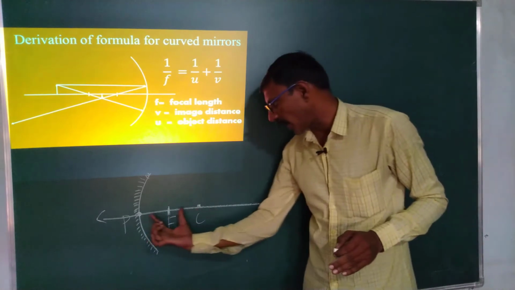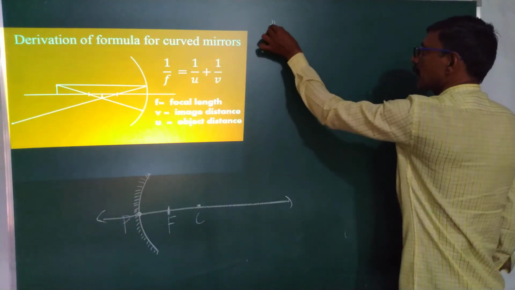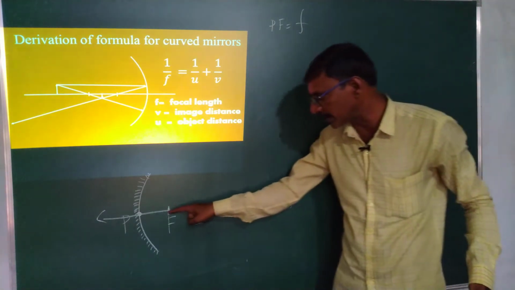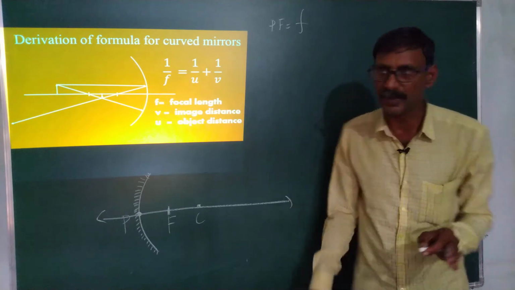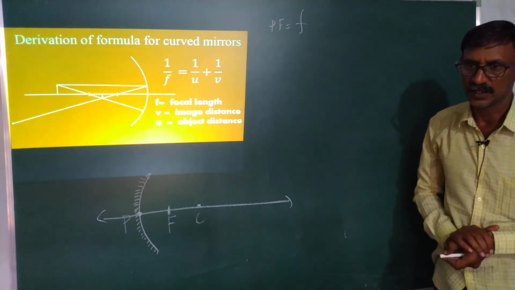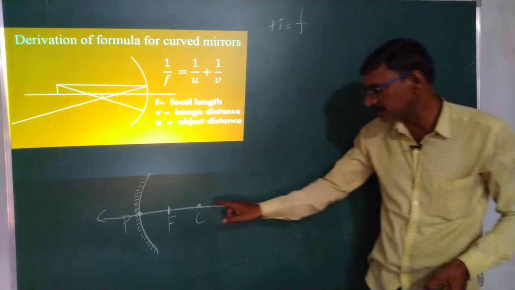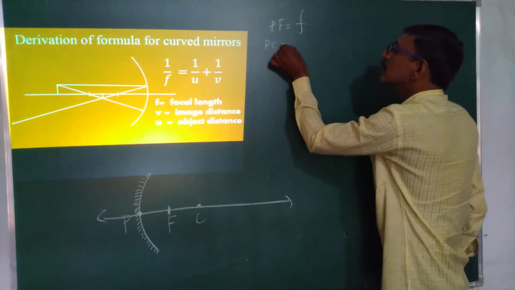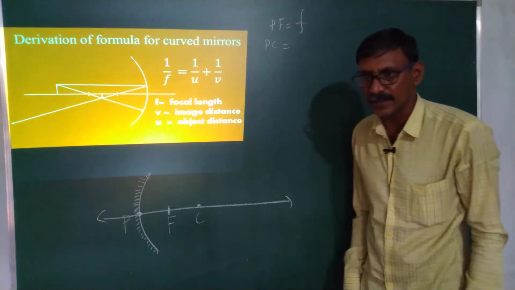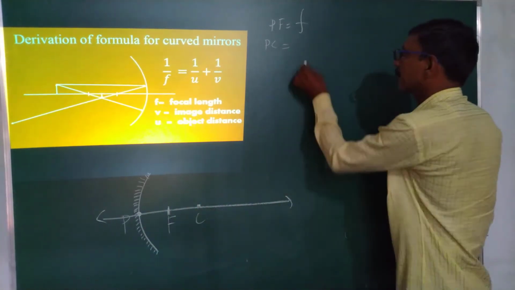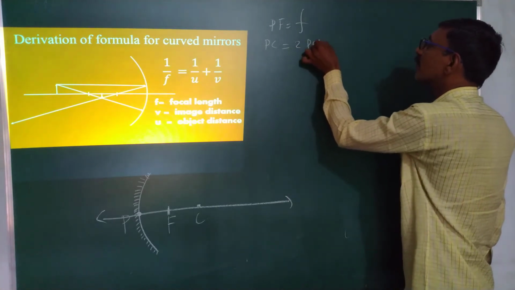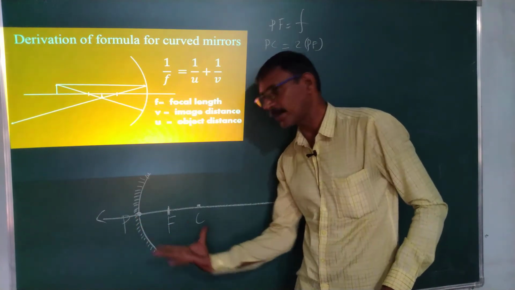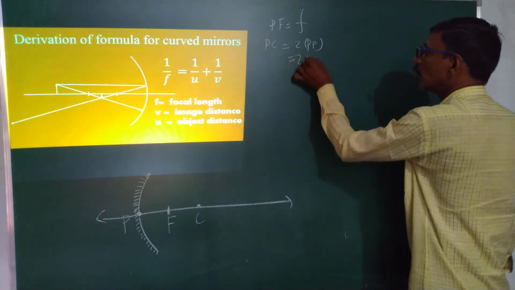Here f means focal length, that is PF. It is denoted by small f. It may be 2 centimeters, it may be 3 centimeters, whatever it may be. That is what we call f. And this is my center of curvature, PC. PC is nothing but 2 times PF, because F is the midpoint. So 2 times PF is nothing but PC, that is equal to 2f.